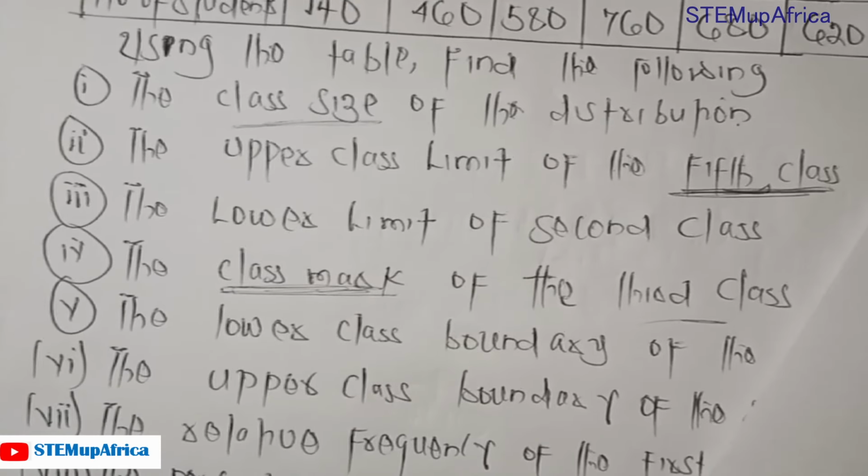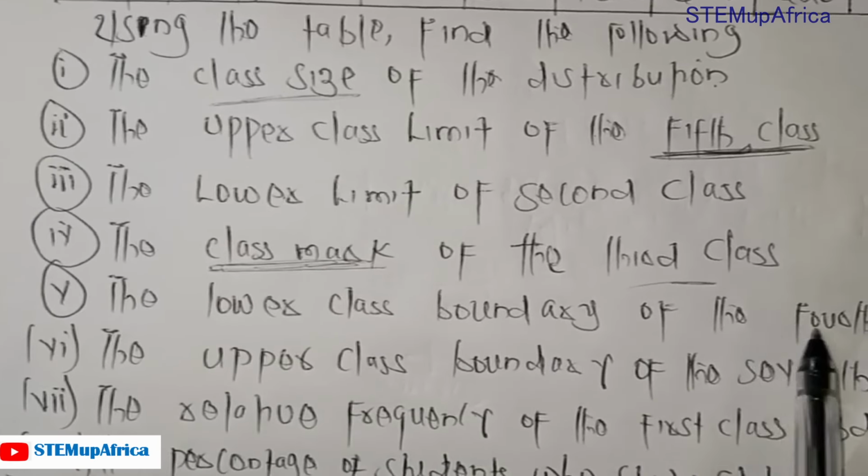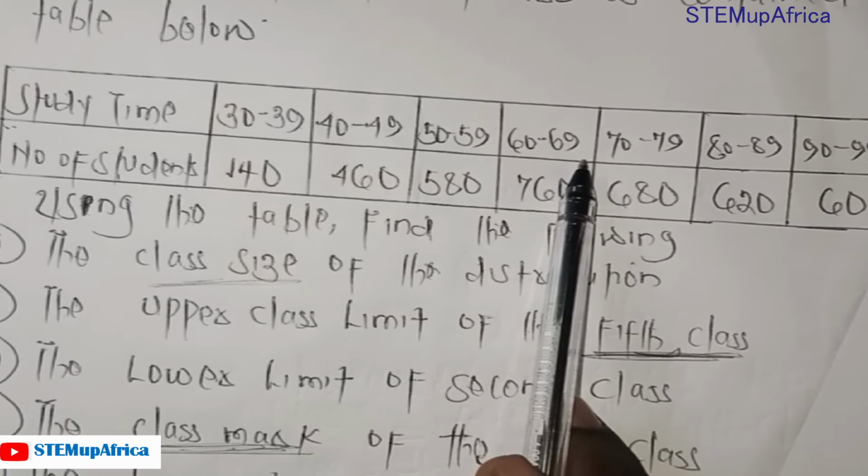Roman figure 5, the lower class boundary of the fourth class. Who is the fourth class? The fourth class is 60 to 69.